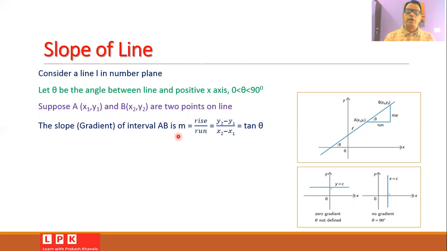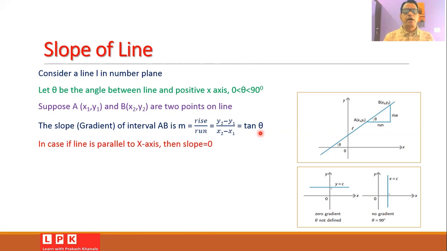So normally we use the symbol m to write the slope of the line, which is nothing but rise divided by run. So rise is this distance and run is this distance. So this is nothing but y2 minus y1 divided by x2 minus x1, and this can be written as tan of theta.